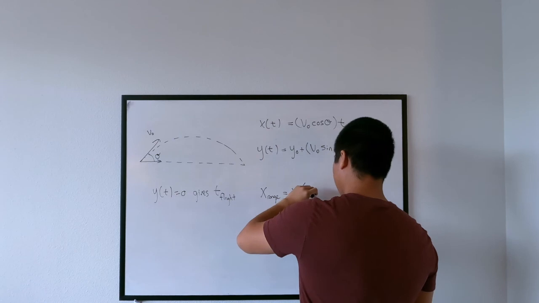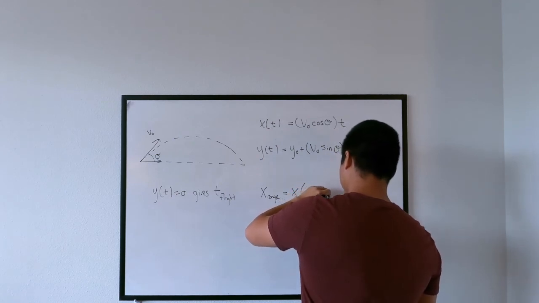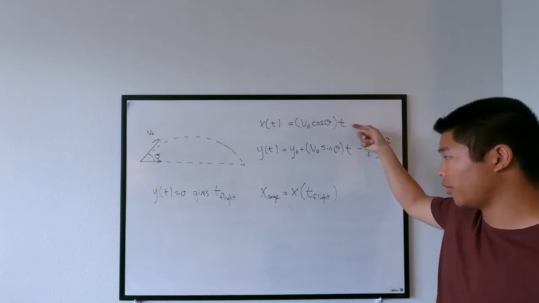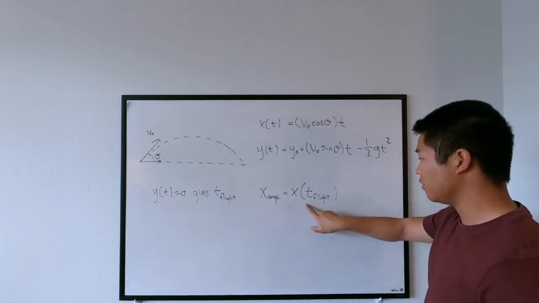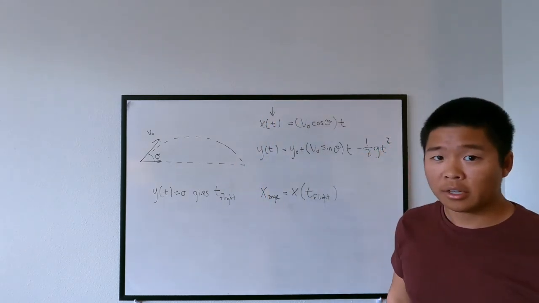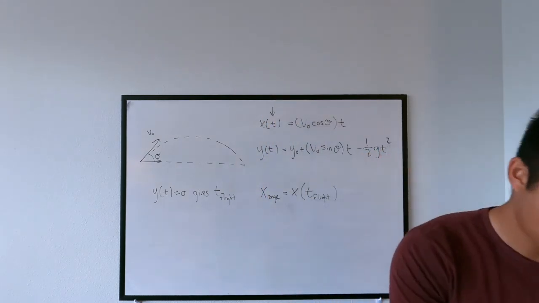And then the magic happens when you talk about the range, x range equals plugging in a time of flight for t in this equation right here. Okay, so it's gonna be x range equals x of this, so like plugging in time of flight into this part.